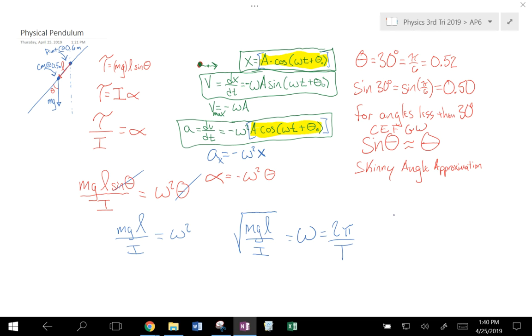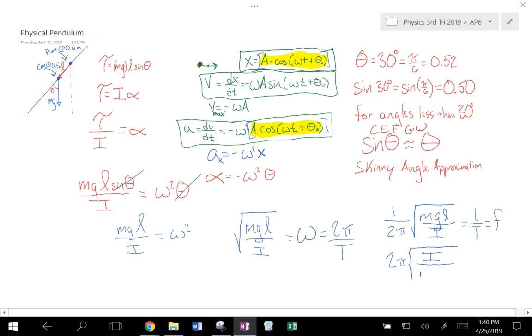So if I divide both sides by 2 pi, I'm going to get 1 over 2 pi times root mgL over I is equal to 1 over T. And 1 over T is frequency, as we discussed the other day. If I flip everything, I'm going to have 2 pi root I over mgL. That equals the period.